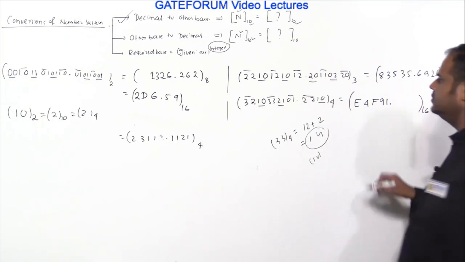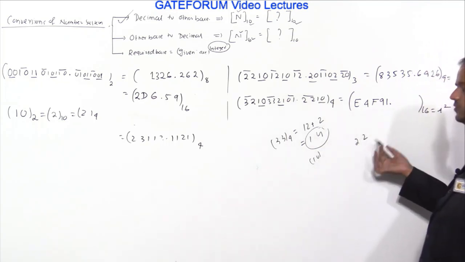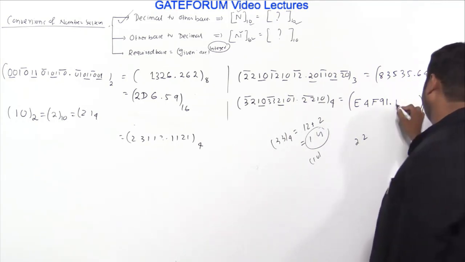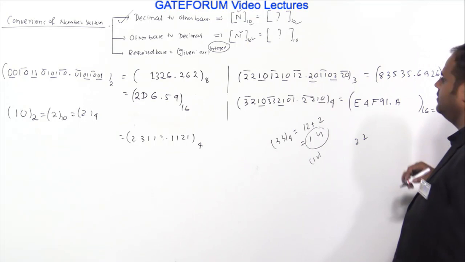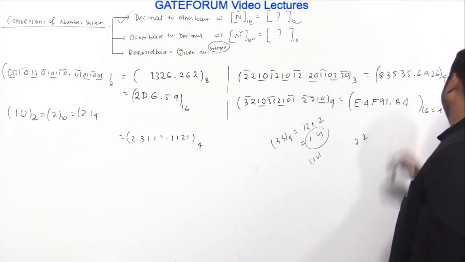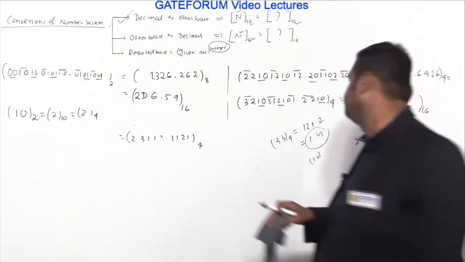Then what will happen for 2 2? For 2 2, this will be 4 into 2 plus 2, 8 plus 2, 10. 10 is written as A. And for 1 0, this will be 4 again. So this is the base 16 equivalent of this base 4 number.